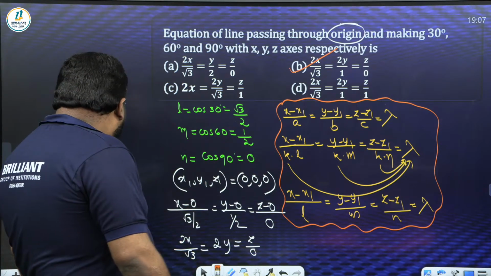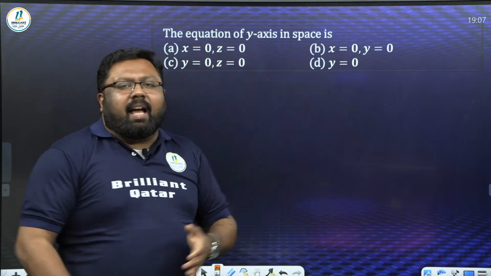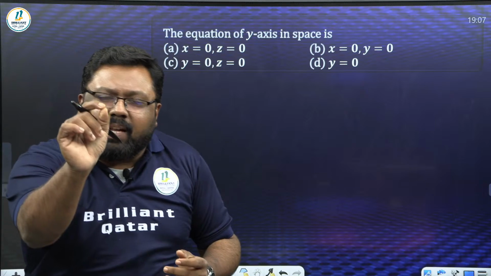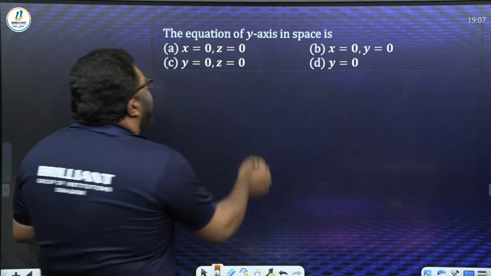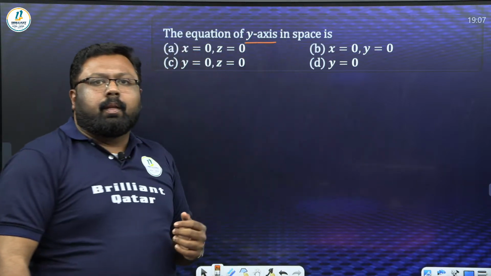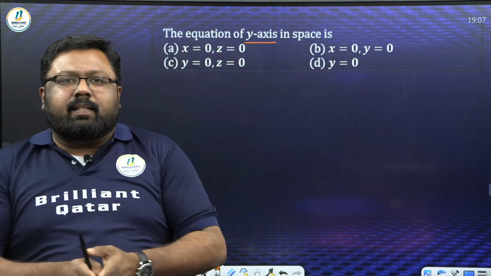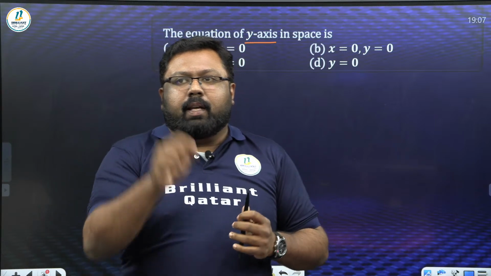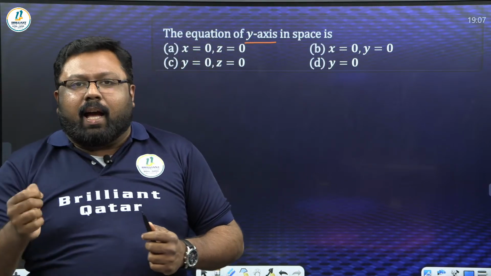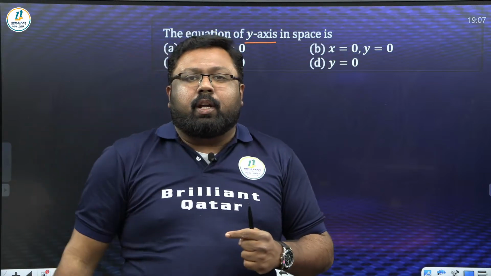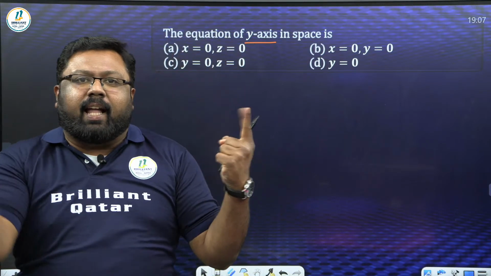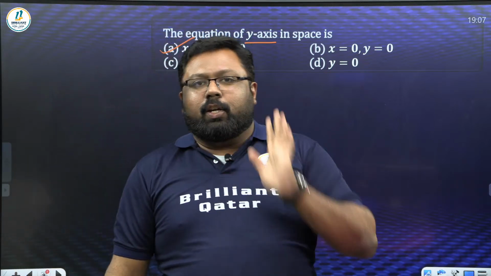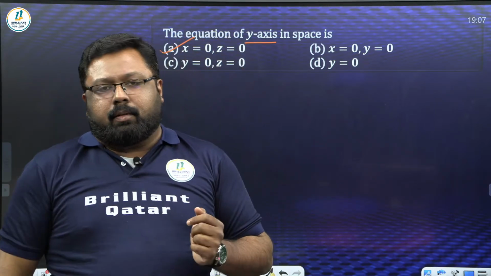Got it? Okay. The equation of y-axis: for these kinds of questions, I always tell my students to remember a very, very simple thing. The question says y-axis. When the question says y-axis, your answer is what is not mentioned in the question. What is not mentioned? X-axis and z-axis. So your answer is option A, x equal to 0, z equal to 0. So please keep the small trick in mind.